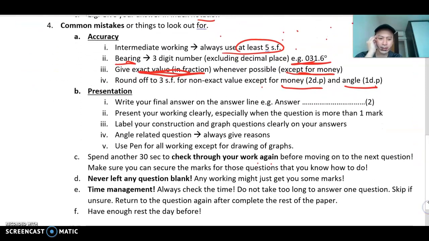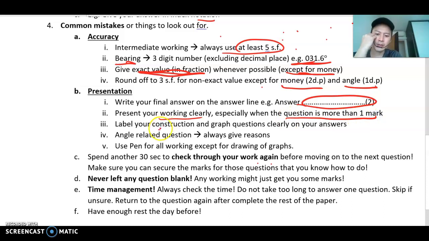And the last part, of course, would be this. Write down your answer in the line. So make sure you present or put it on the line. Write down the working carefully, clearly, especially the marks is more than 1. You need to present your working. Label your construction. Is it for part A, for part B, or even your graph question? The finding of tangent, which part is it?